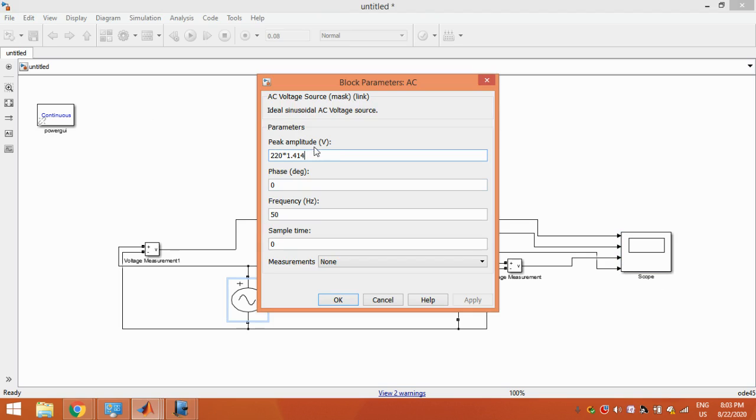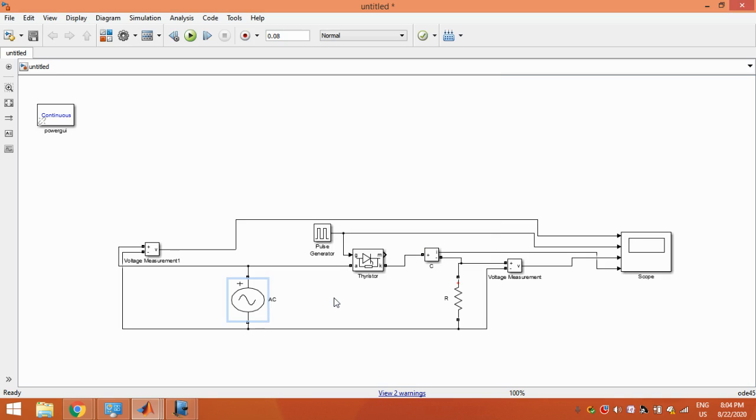So when you see here the peak amplitude, what I have done is 220 into root 2, because it's amplitude, and I'm trying to give RMS into root 2. That's why the amplitude is so. And frequency, prior to my adjustment, probably it would have been 60. I changed that into 50 hertz. After all, we follow 50. Then load, okay, 10 ohm or 20 ohm, it's up to you.